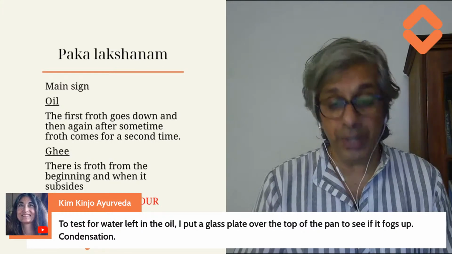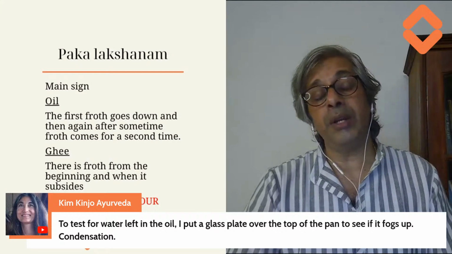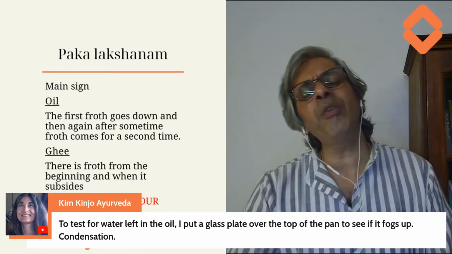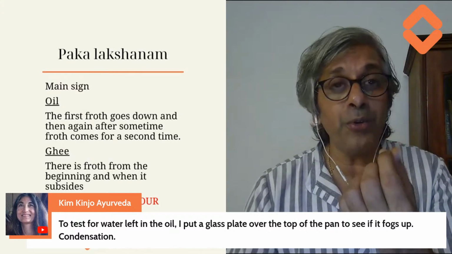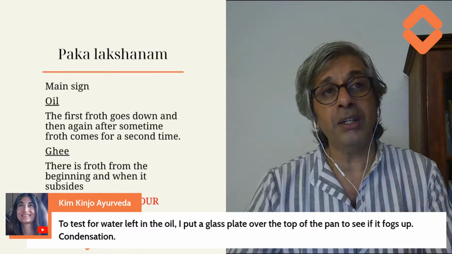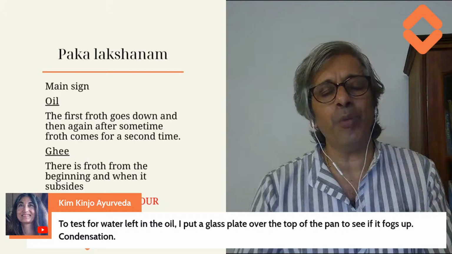Yes, you can do that. Okay. There are different ways in which you do it, but I would say it's always good for you to check the paka to know when to stop. If you're using it for nasya, see to make out whether water is not there.